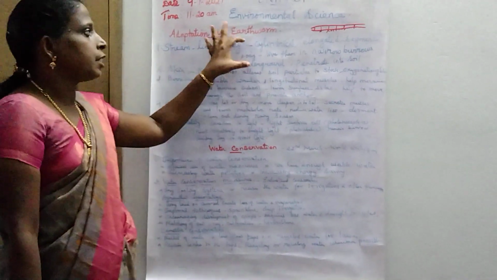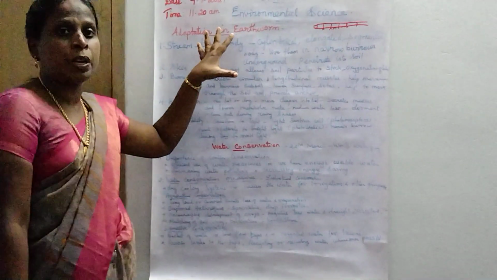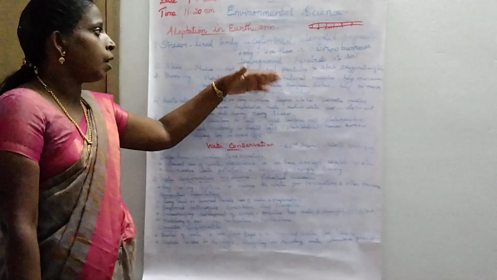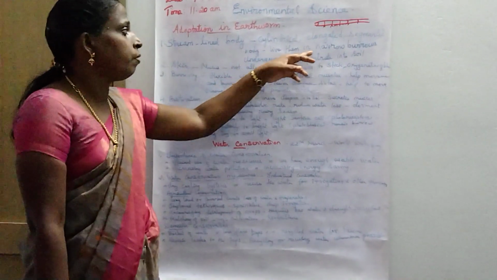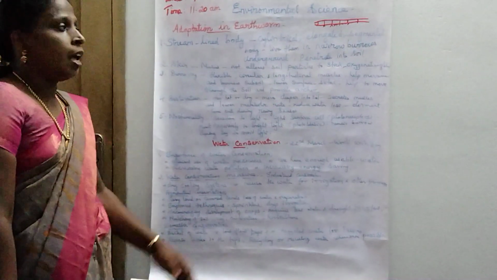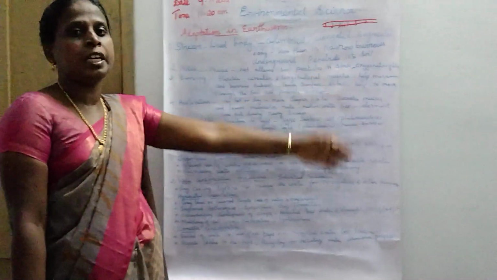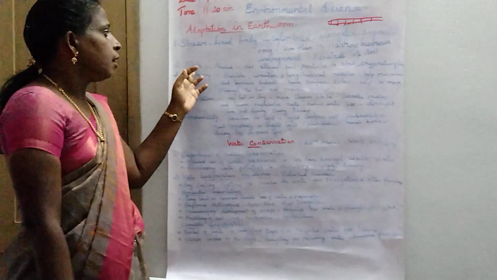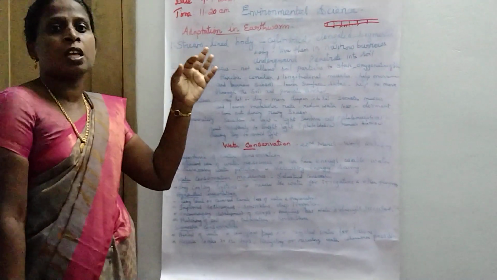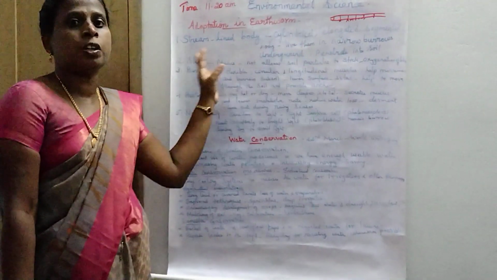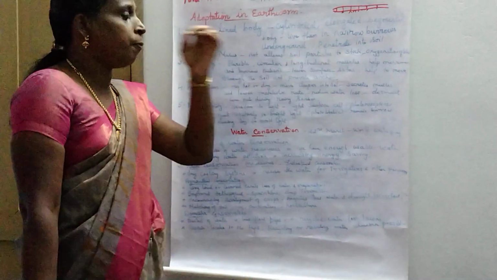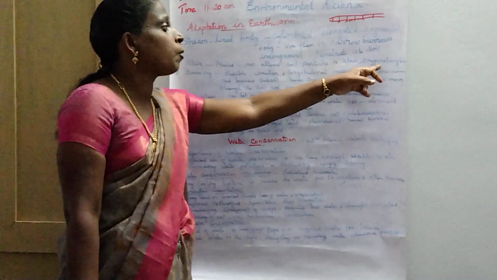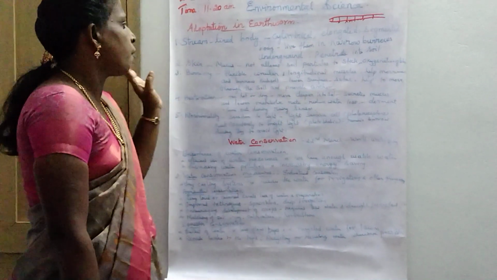Streamlined body: it consists of a cylindrical, elongated, segmented body. It helps the earthworm to live and move in the narrow burrows, and also it helps them to penetrate into the soil. Skin: the skin consists of mucus, so it does not allow the soil particles to stick to the body, and also it helps in oxygenation of blood.